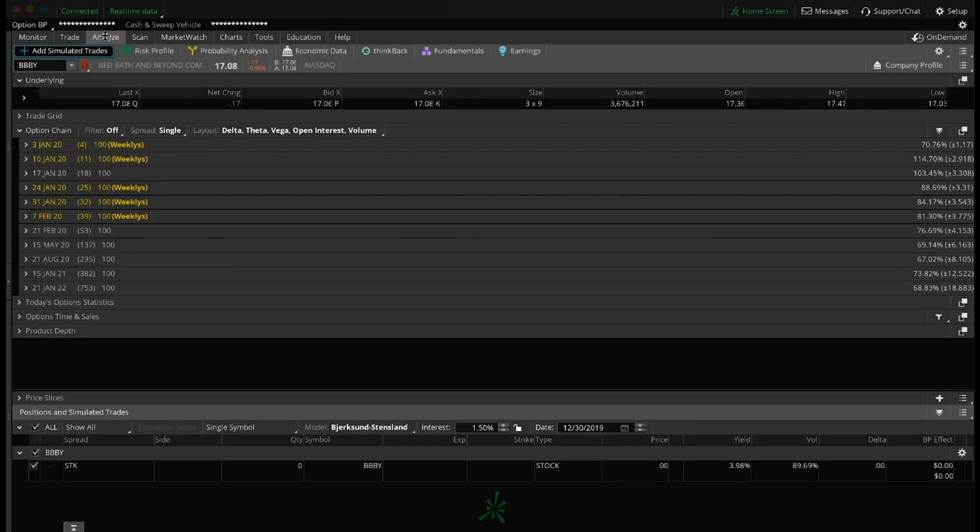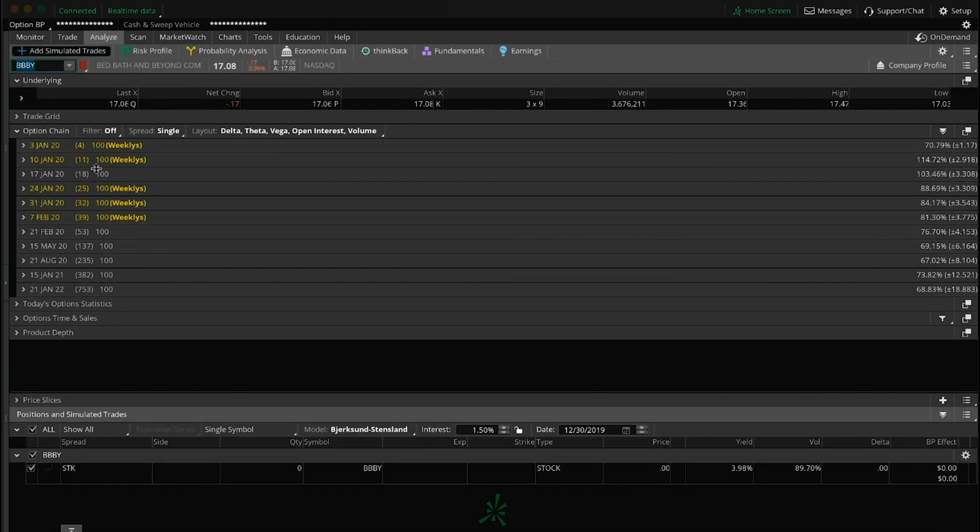So we'll go over to the Analyze tab. As far as choosing the expiry, I typically like to go about 1 month out, but in this case we've got 18 days and then all the way at 53 days.